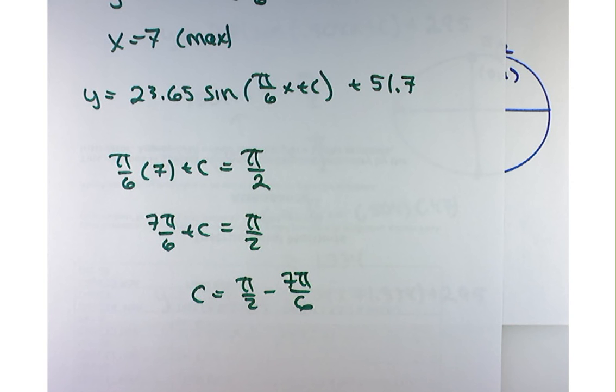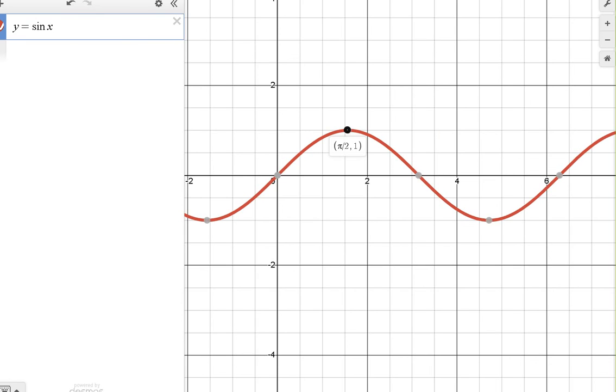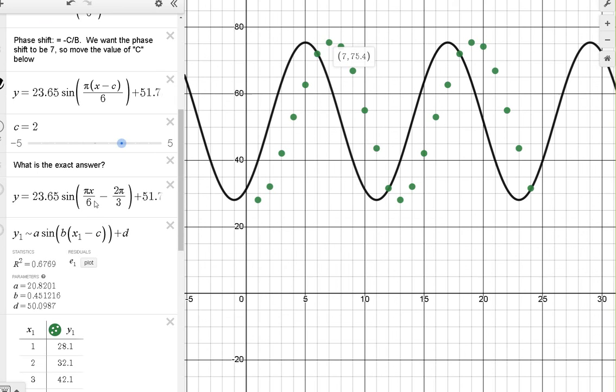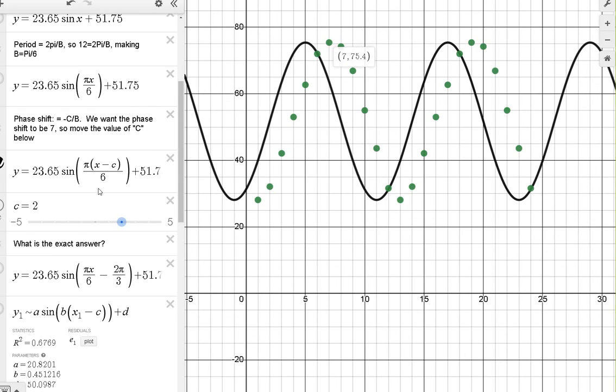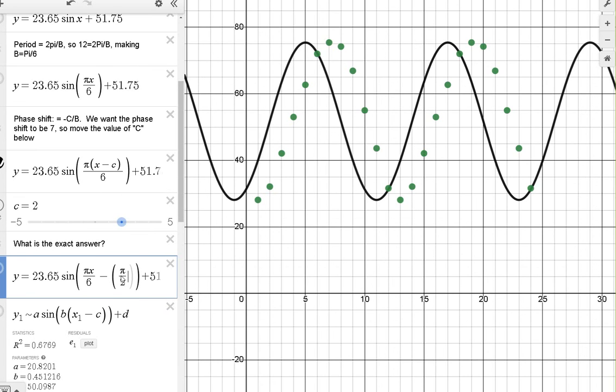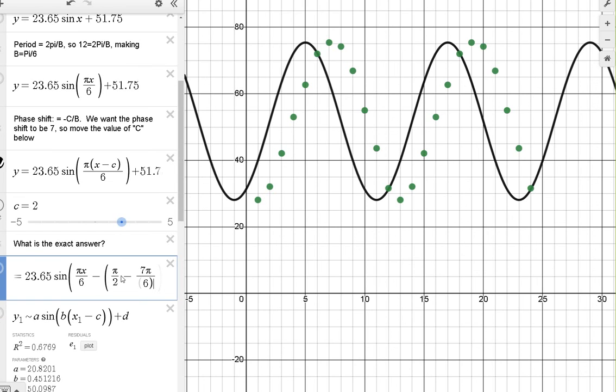So if I actually take that number and put it back into my graph, let's see, right here, I could put in pi over 2 minus 7 pi over 6, and that should give me the proper graph.